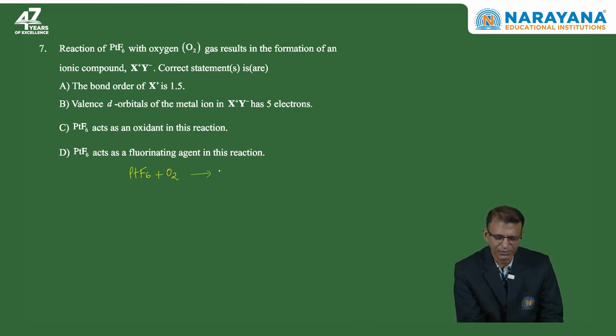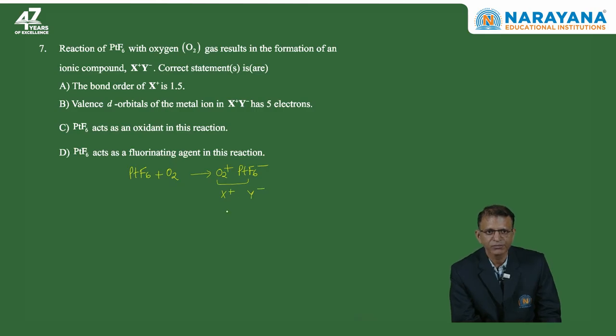Since this compound is red in color, there is formation of O2 plus PtF6 minus, right? So this red color compound is O2 plus PtF6 minus. So here we can say that this is X plus and this will be Y minus. So the bond order of X plus, we are writing about O2 plus.